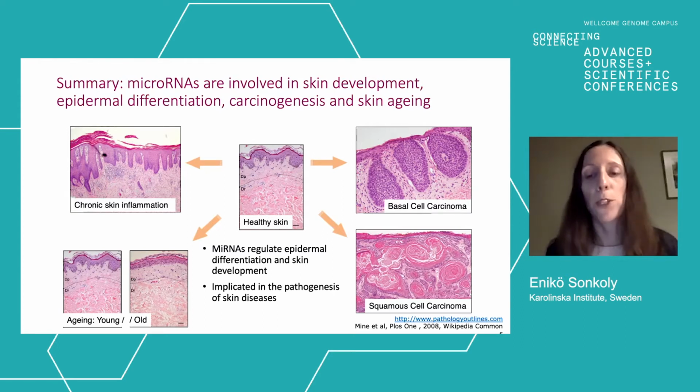Now I have focused a lot on the epidermis, but also, for example, in fibroblast senescence, several microRNAs are changed in their expression, and it has also been shown that in the aging human skin, microRNA expression is changed. So I think that there is still a lot to discover, but one take-home message is that microRNAs are involved in skin development, epidermal differentiation, carcinogenesis, and aging in the human skin.